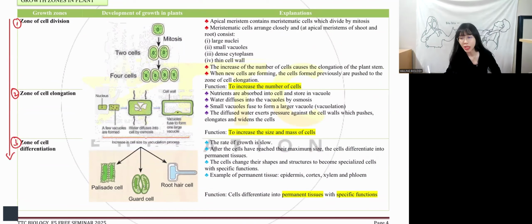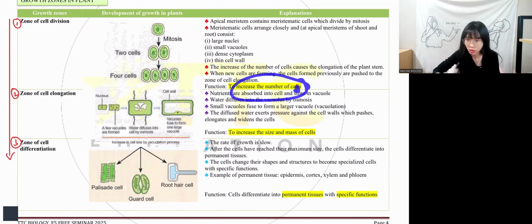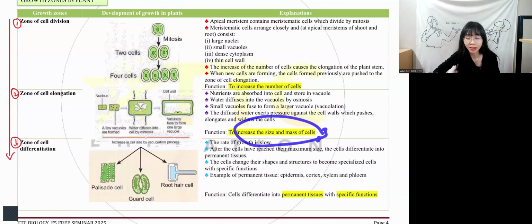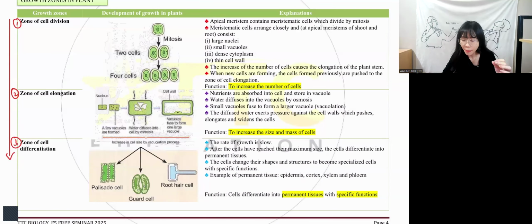Now first we start with zone of cell division. Division means what? 1 to 2, 2 to 4, 4 to 8, 8 to 16. The purpose of zone of cell division is to increase in number. Makes sense, right? Elongation means long, becoming bigger, an increase in size and mass of the cell. Differentiation, all of the cells that carry out differentiation must have a specific function.